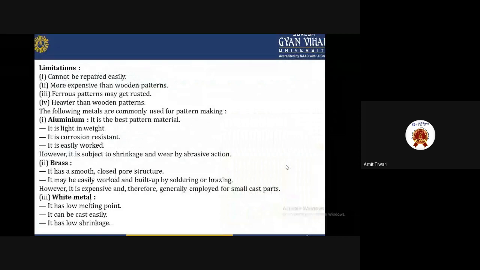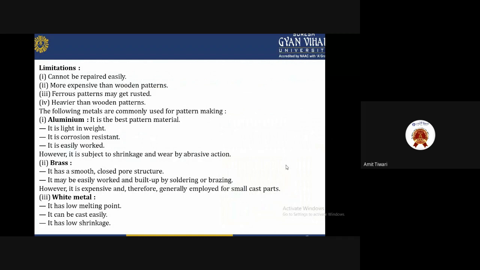Another one we can say is the limitations. There are some limitations as follows. First, it cannot be repaired easily. Basically it is made of metal, so it cannot be easily repaired. Second, it is more expensive than a wooden pattern. Third, a ferrous pattern may get rusted. Fourth, it is heavier than a wooden pattern. So these are some limitations of a metal pattern.